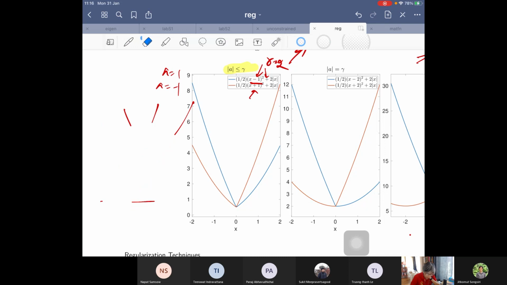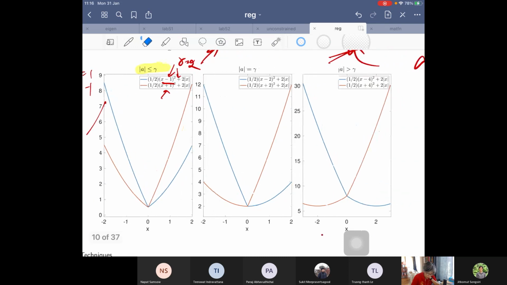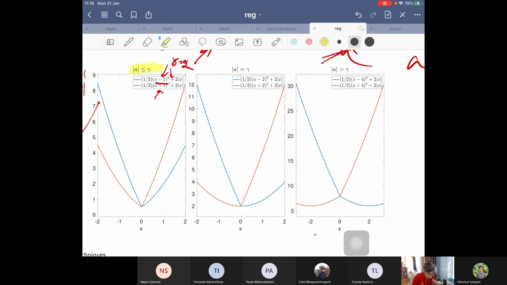If I move to case 2, this is where the magnitude of A and gamma are equal. If you look at the orange curve, the minimum is also 0. If you look at the blue curve, the minimum is also 0.